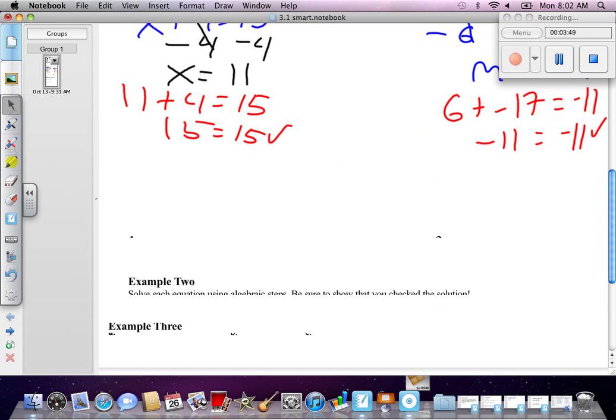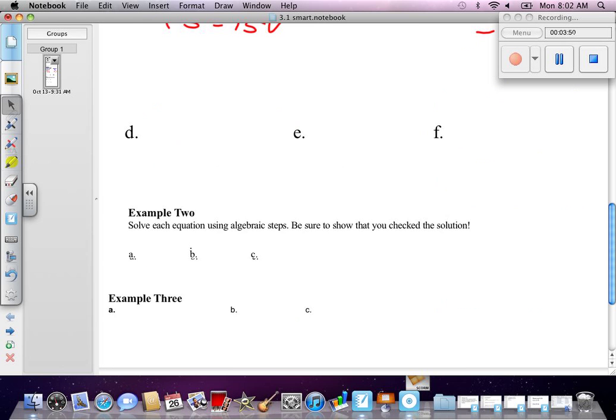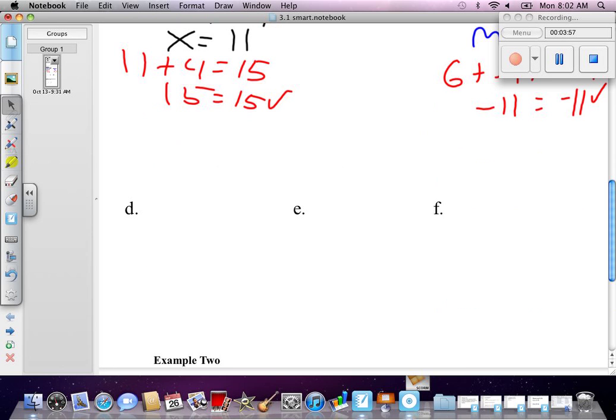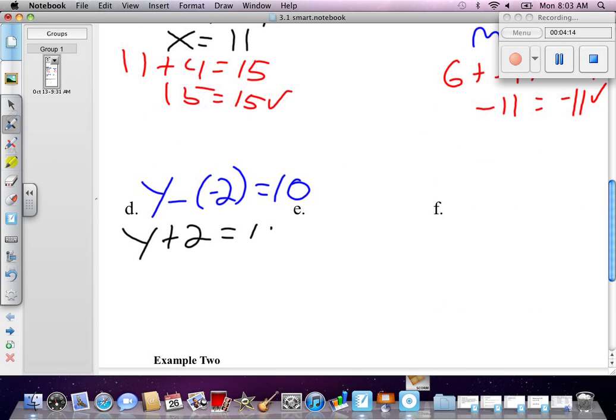I wanted to look at D, and then we'll move on to example 2. How about that? D says y minus a negative 2 equals 10. What do 2 negatives make that are next to each other? What happens there? It becomes a positive. So we get y plus 2 equals 10. So now how do I get rid of the 2? What's the opposite of addition? Subtraction. So I subtract 2 from each side, and y equals 8.